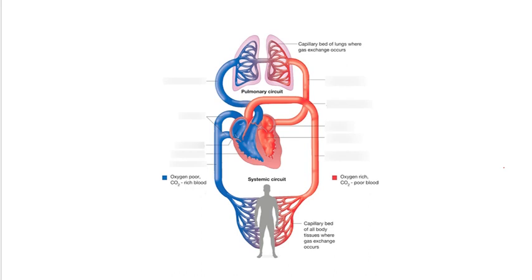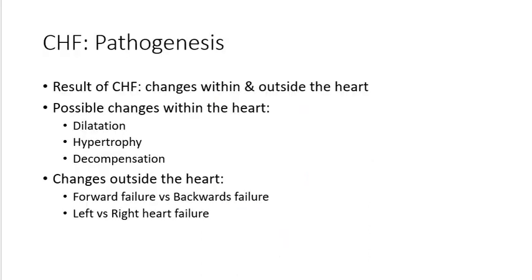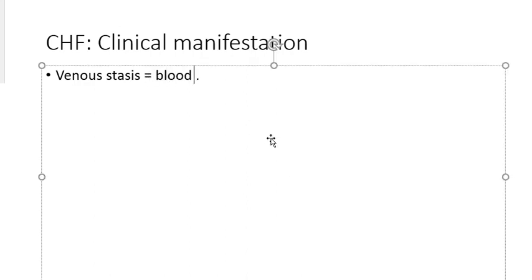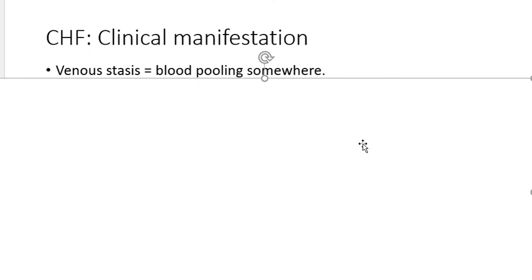Moving swiftly on, as you've noticed, this is very deeply connected to the clinical features, because so far, as we've been speaking about forward versus backwards, left versus right heart failure, this is what a patient will also present with. The manifestation of heart failure will always be what is known as venous stasis. So blood pooling somewhere, literally, this is it. I'm just going to write here: equals blood pooling somewhere. So that is what venous stasis is, and we spoke a little bit about that.